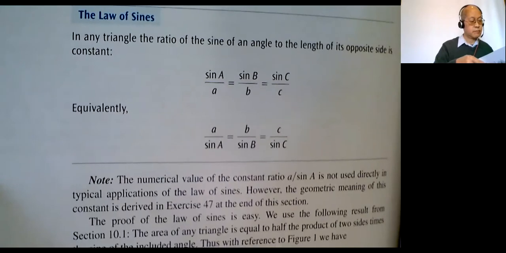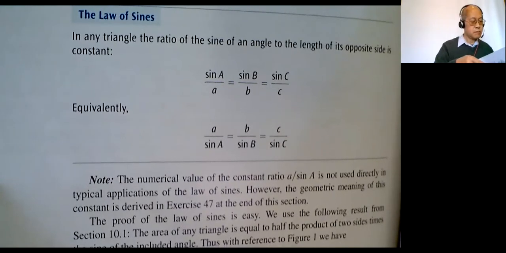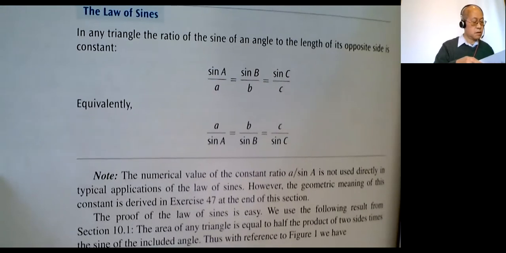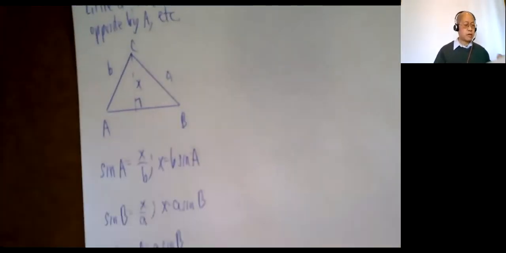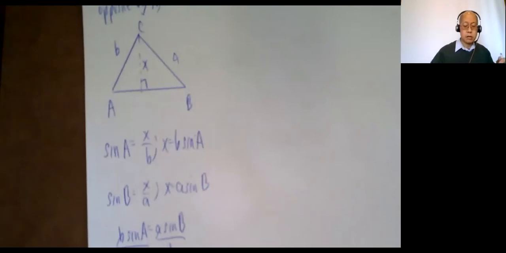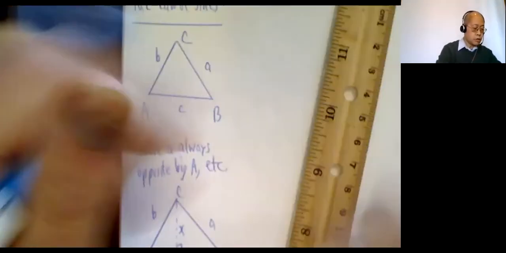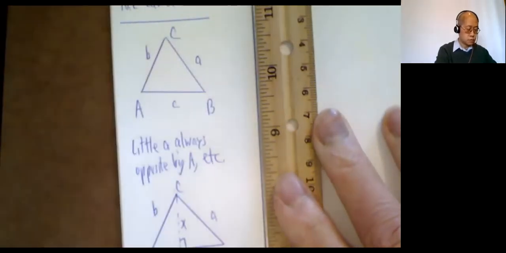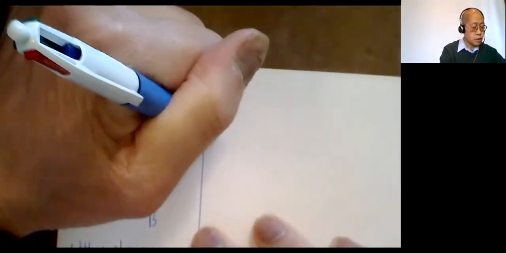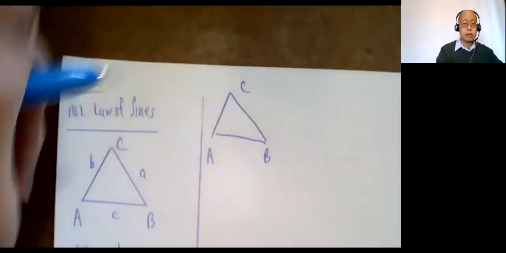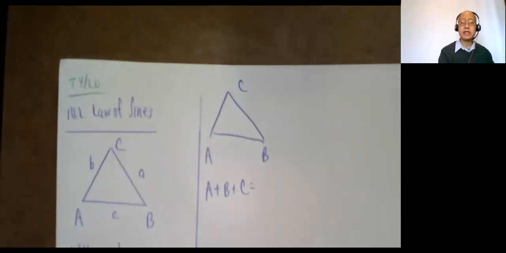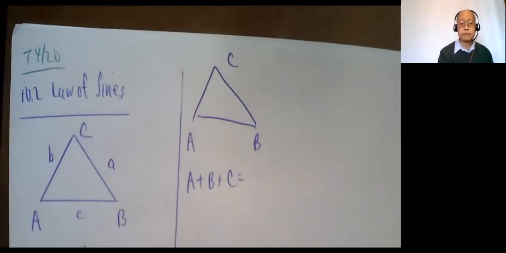Okay, so we're ready to get started with some of these. You can use this to solve a triangle. First of all, something you should recall from high school geometry: if I have any triangle ABC, angle A plus angle B plus angle C always adds up to the same number, which is 180 degrees, right?